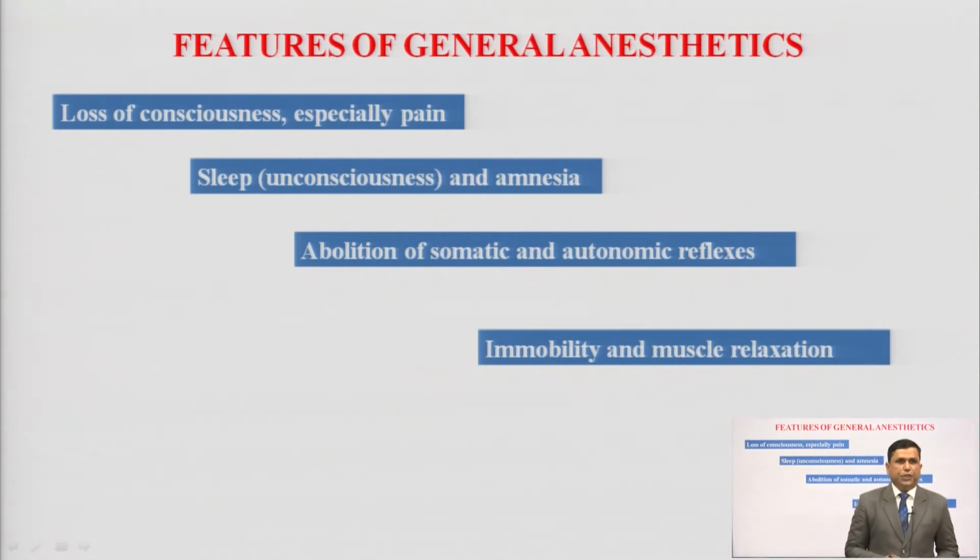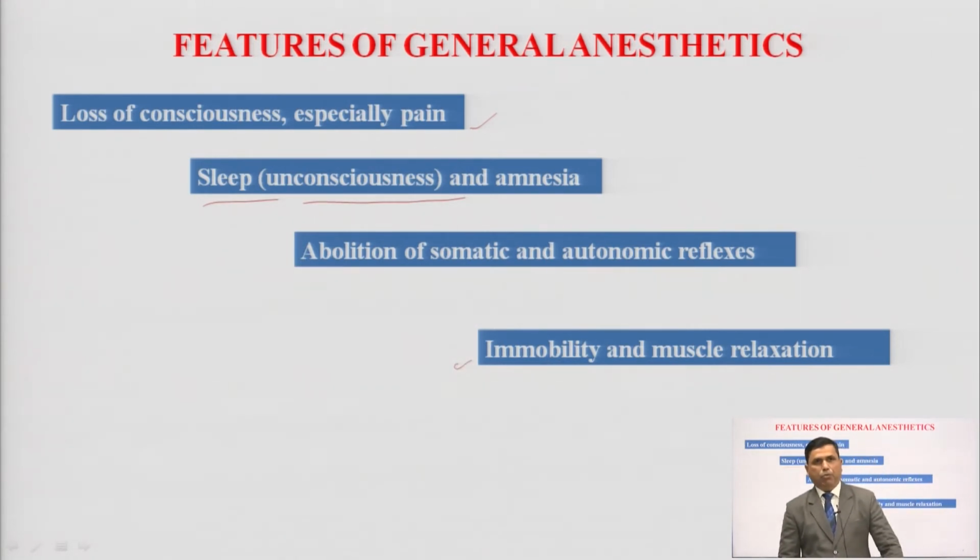What are the ideal features of general anesthetics? The first feature is loss of consciousness, especially of pain. It produces sleep, an unconscious state, and amnesia, the loss of memory. The third feature is abolition of somatic and autonomic reflexes, and the important point, immobility and muscle relaxation.